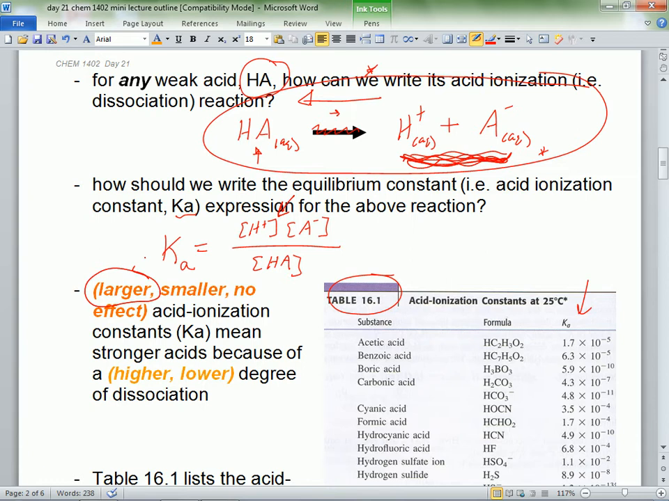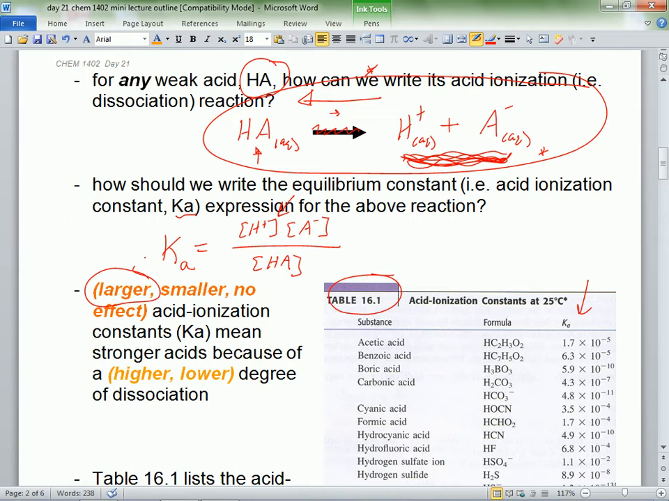Albert, what would you guess there? Lower? I'm thinking of the Kc, like it's 1.10 to the negative 5. Yeah. Compared to 5.9, 10 to the negative 10. Strong acid would be negative 5. Exactly. That's right. The 10 to the negative 10 is definitely smaller than 10 to the negative 5, so the 10 to the negative 5 would be a stronger acid.